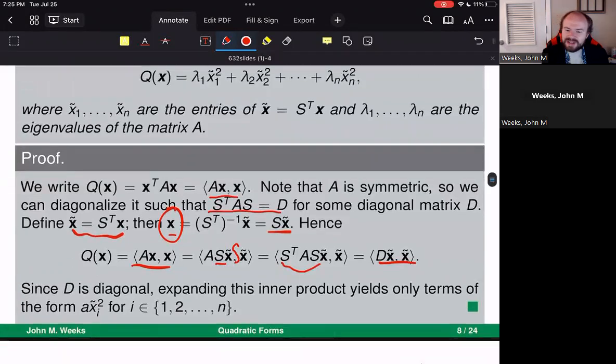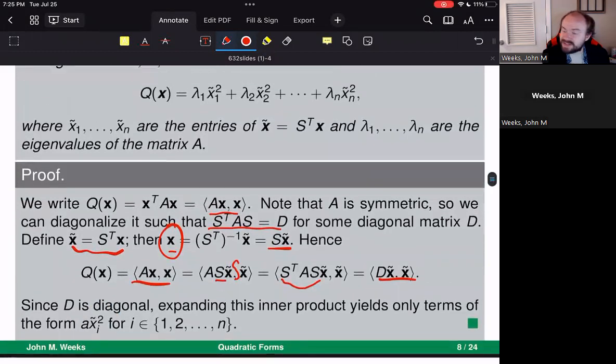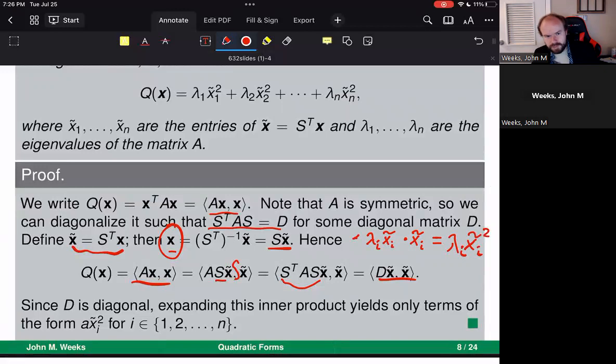Since D is diagonal, expanding this inner product yields only terms of the form lambda i x sub i tilde squared, because now this is a diagonal matrix. If I wanted to take a dot product of things like this, I'm going to have lambda i times x sub i tilde, and then taking the dot product of this with vectors of the form x sub i tilde. When I take this dot product, remember all of our entries are going to stay the same when we multiply these together. So we're going to get lambda i x sub i tilde squared.